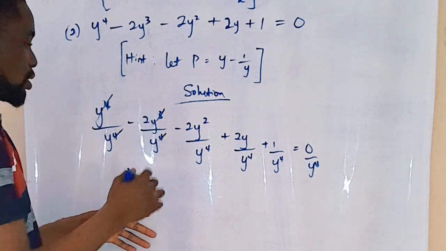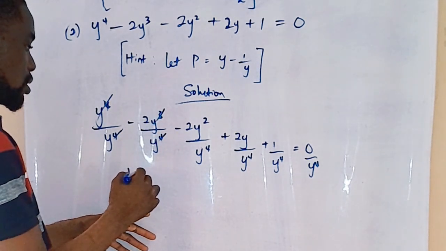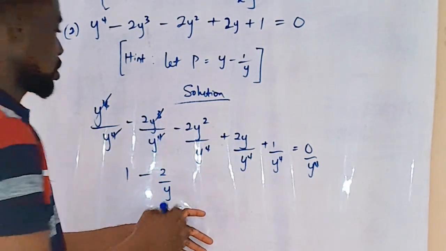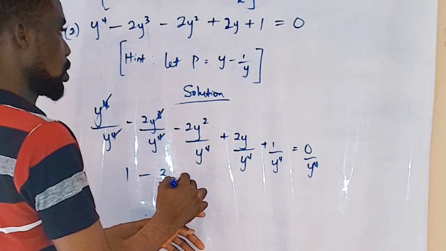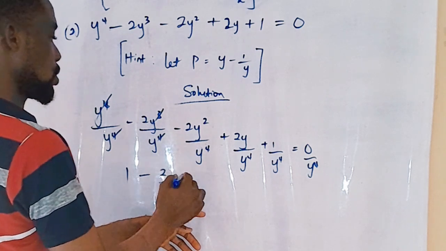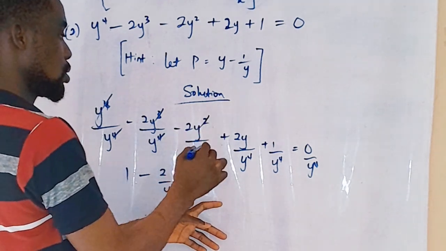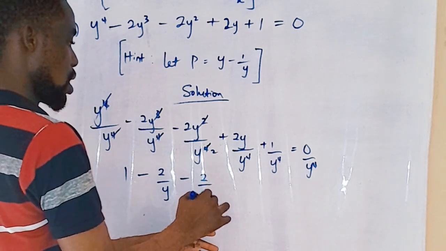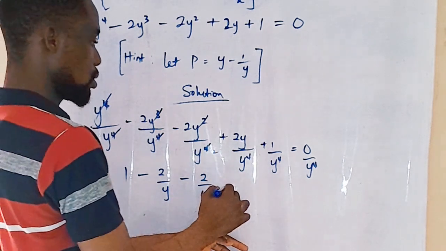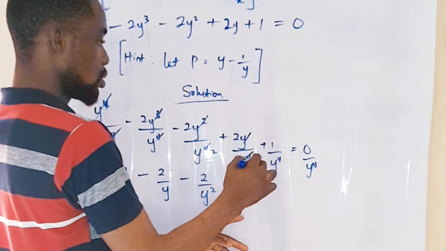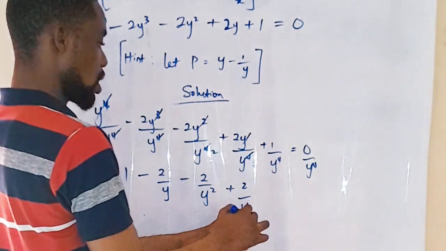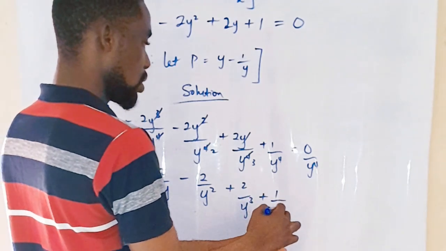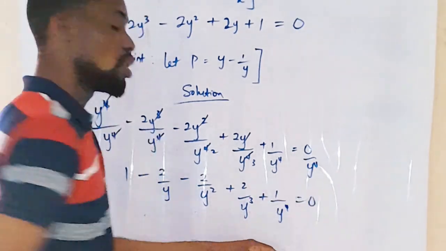This means y. So this is 1 minus 2 over y. Then plus, minus what? This goes, this means 2. So I have minus 2 over y squared. Then plus, this goes, 2 over y cubed. Right? Then plus 1 over y raised to the power 4, all equals to 0.